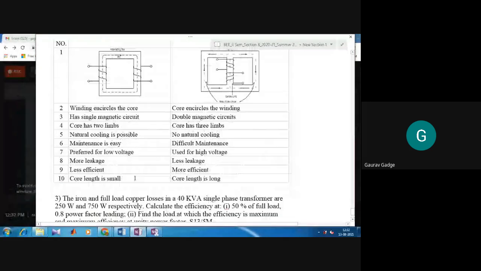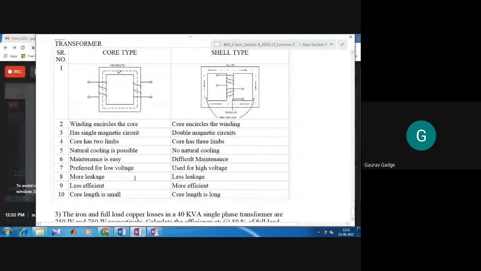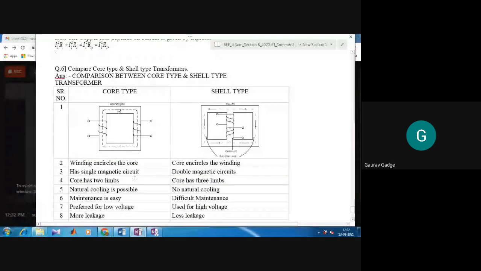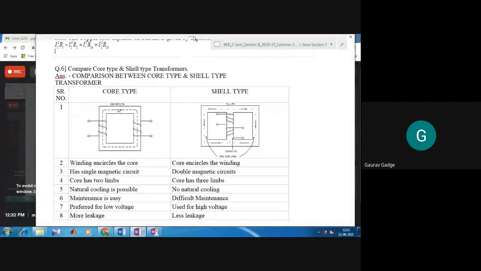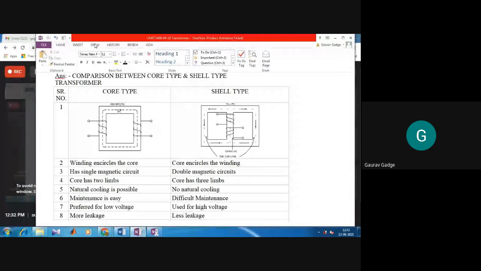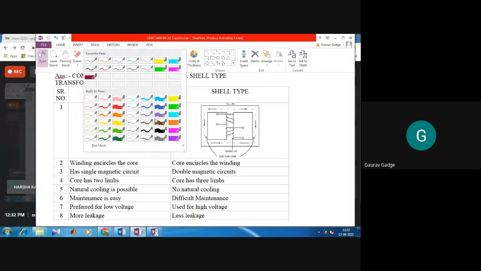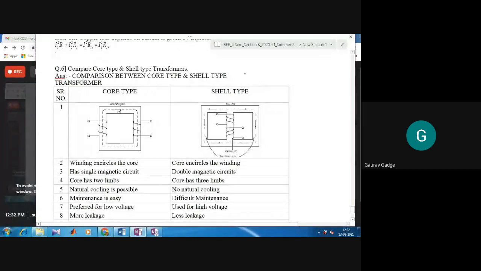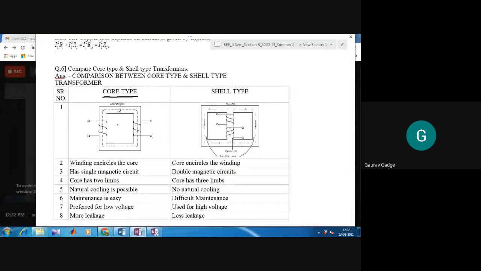I just want to share this particular point. This is the core type and shell type. Basically, there are two types of single phase transformer: one is called core type and another is called shell type. Core type means the transformer we have seen in all the discussions, where a core is wound with windings, both sides of the core wound with certain turns called winding.